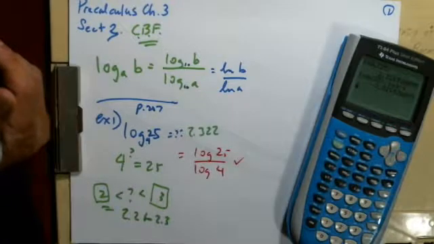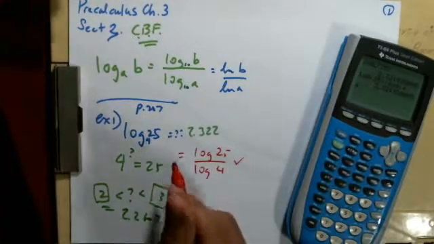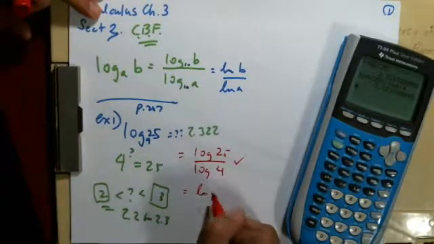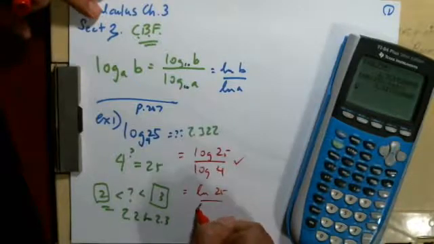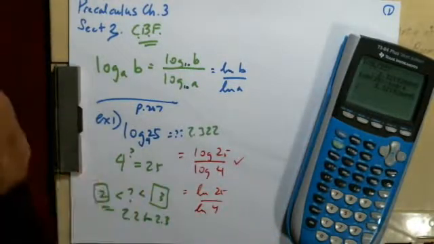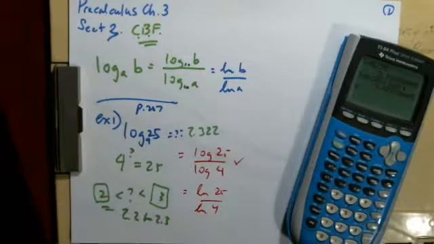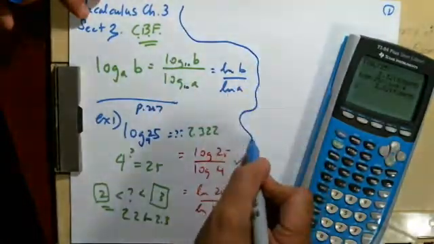Check. So you should be able to do natural log as well. It's going to be the natural log of 25 over the natural log of 4. You can check it with the calculator, okay? And that's that. I'm going to put a little thing right here.